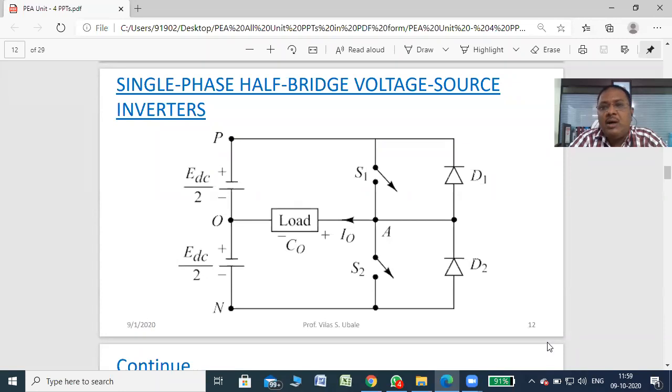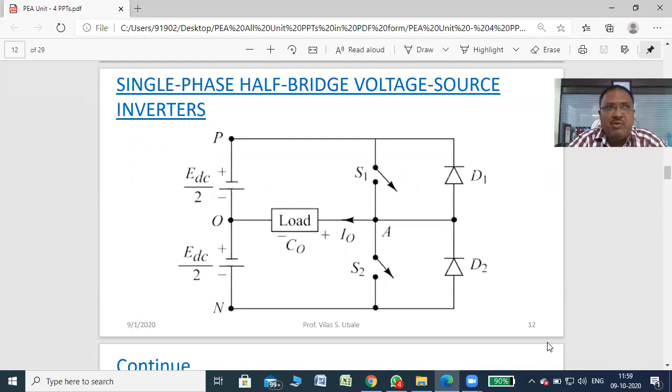Dear student, again I'll repeat one thing that I have explained many times. We are showing here switches S1 and S2. It is a symbol of a switch, but actually we are using here a power BJT, power MOSFET, or SCR, or any other type such as IGBT, GTO, etc. A power device, right? But we show here only S1 and S2 as switches. So these are symbols of switches, but in an actual inverter we are using power devices.